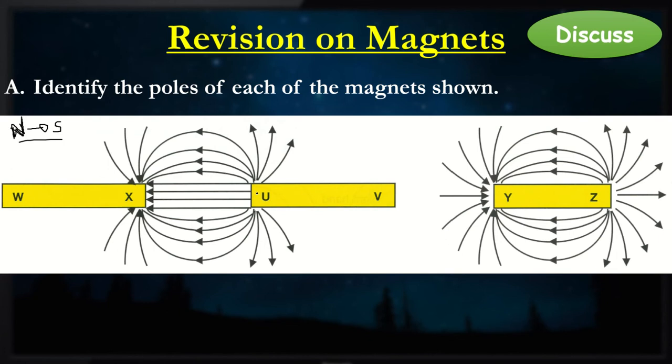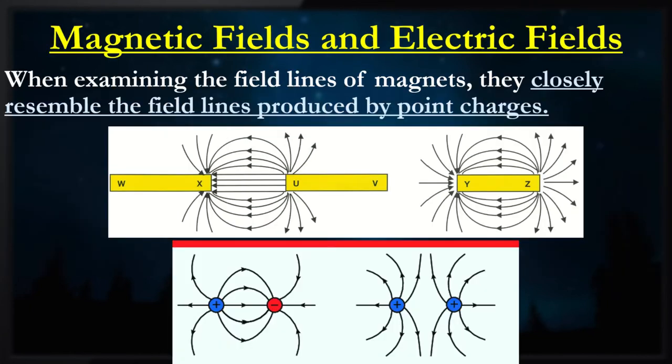In this example here, it goes from U to X, so U is our north pole, and then S is our south pole there. Same idea: Z is our north pole, Y is our south pole. Okay, so that's how we deal with that.